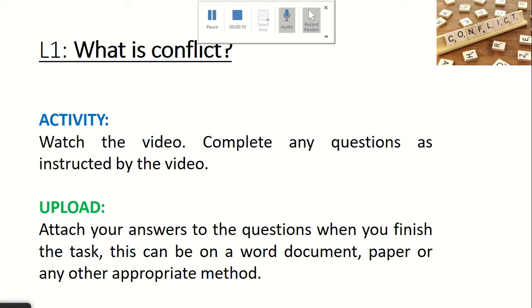Today we are starting a new unit, and I'll explain that in a second, and that unit is something called the geographies of conflict. Today we're going to be looking at what conflict is. So your activity, as always, is to watch this video and complete any questions as instructed. Once you've done that, there will be 3 review questions at the end, which I would then like you to upload onto Satchel One.